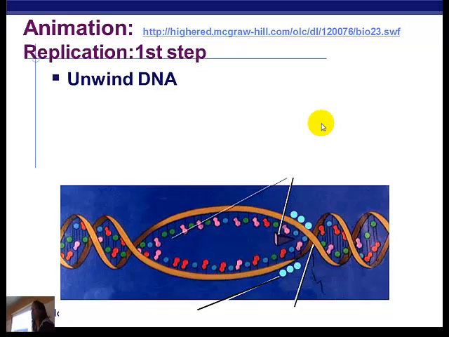First step, unwind your DNA. You cannot copy DNA until you expose the nitrogen bases in the middle. To unwind it, you must use an enzyme known as helicase. What are you going to be exposed? The A's, T's, C's, and G's. That's the actual code of your DNA. You want to expose your nitrogen bases.